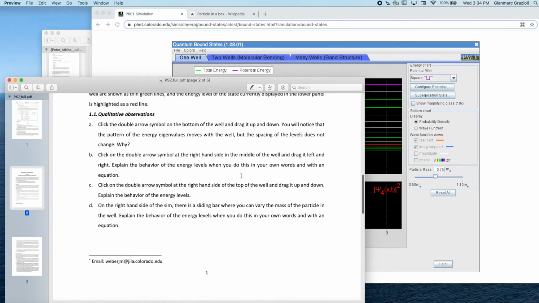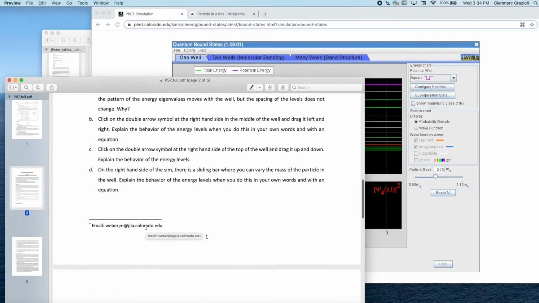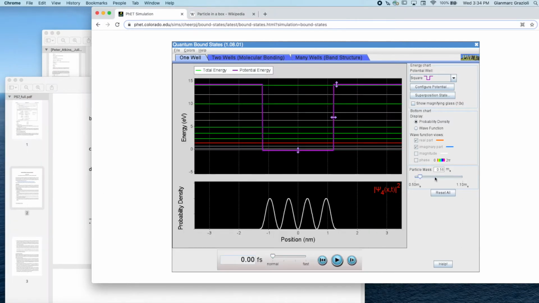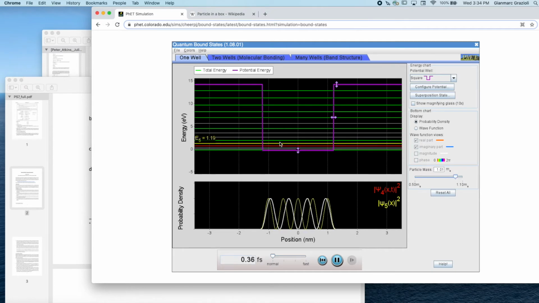All righty, let's look at 1.1D now. On the right-hand side of the sim, there's a sliding bar where you can vary the mass of the particle in the well. Explain the behavior of the energy levels when you do this in your own words and with an equation. All right. Well, let's see. Here is a little slider where you can change the mass. Let's just choose one of these energy levels. Let's go with the fourth one. So here's the fourth energy level.